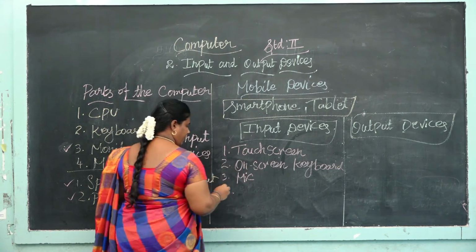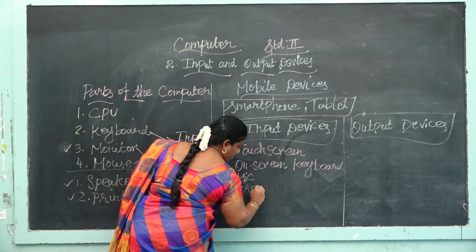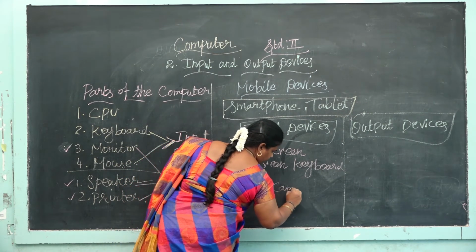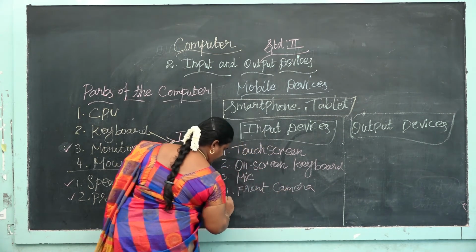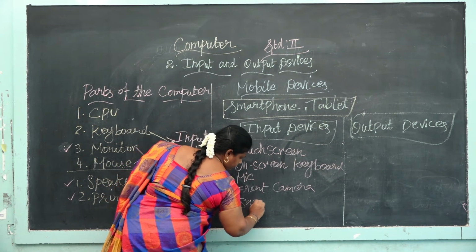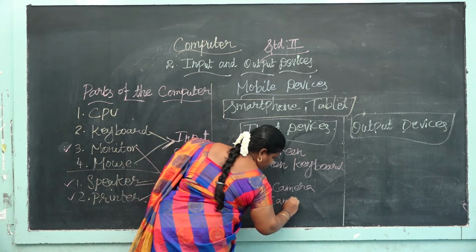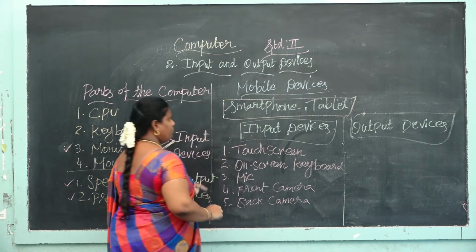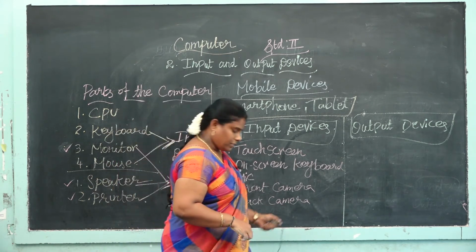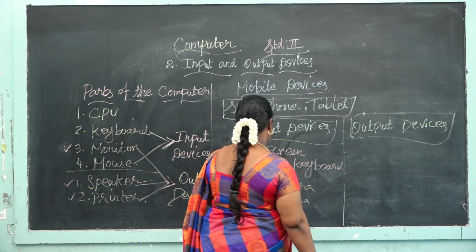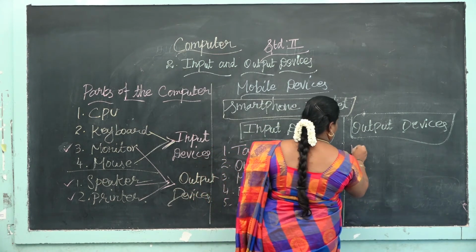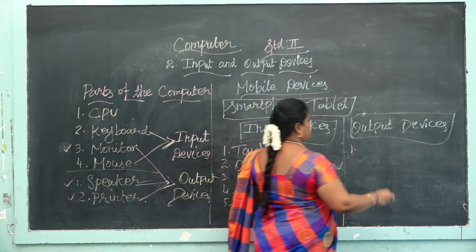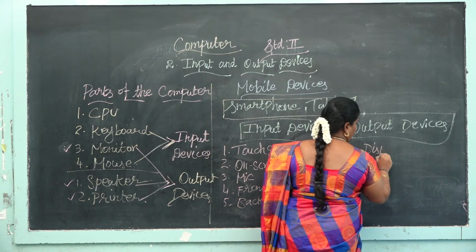Next, front camera. What is the next one? Back camera. So these are the input devices in mobile devices. What are the output devices? First one, display.